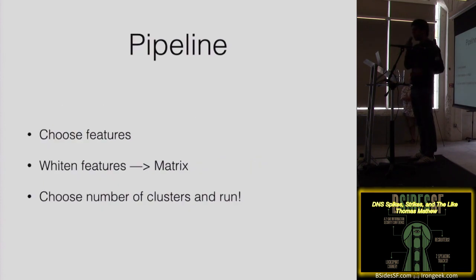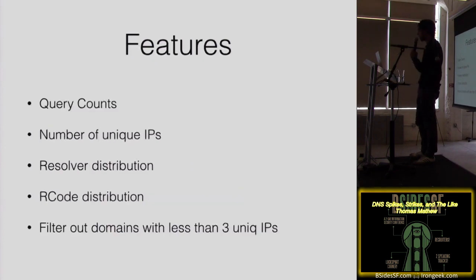Okay, so now we have an algorithm that we want to use. Then it just becomes, choose a set of features, we scale them, and we run the algorithm, and we're done. Unfortunately, it's not that easy. One of the most complex parts of this entire pipeline is actually choosing the features, because the features are what determine what should be examined, what should be considered important to look at when creating a cluster. So we chose the following set of features: the number of query counts, the number of unique IPs, a resolver distribution, and the R code distribution.